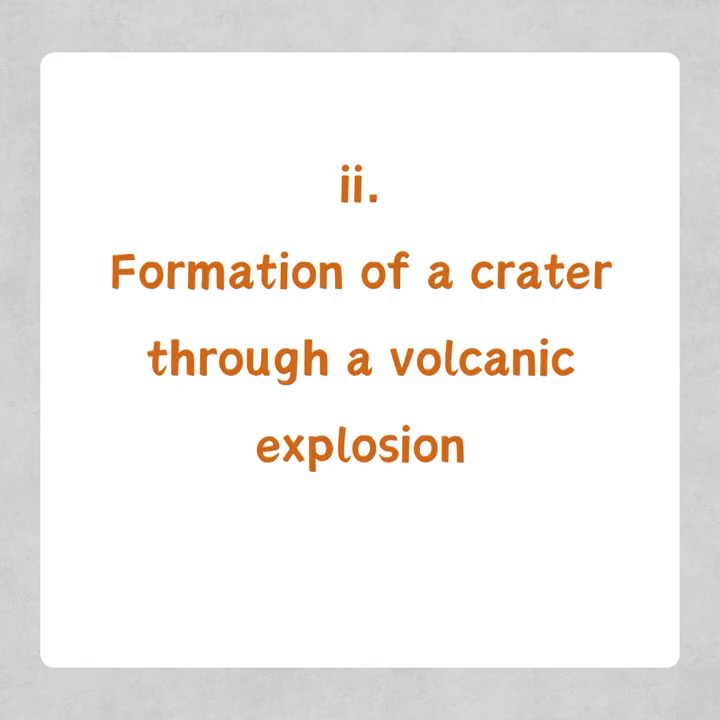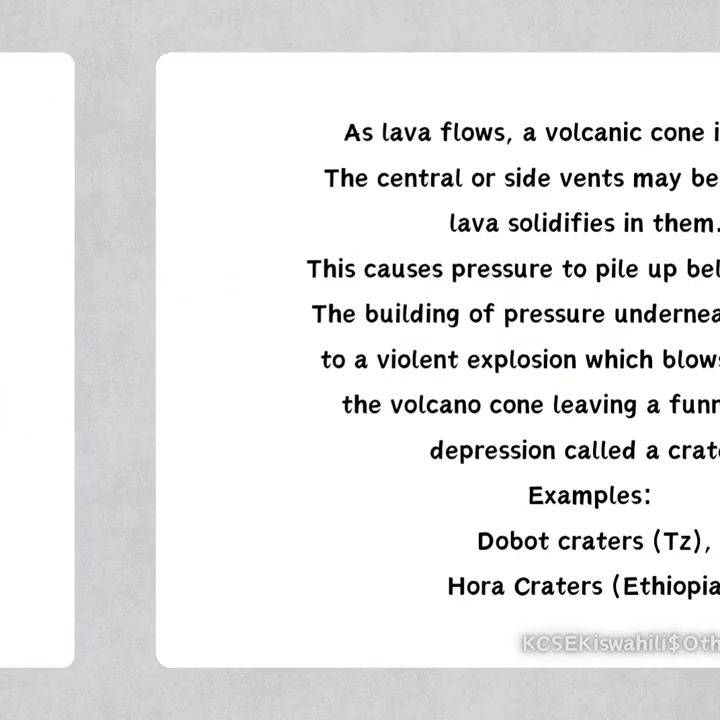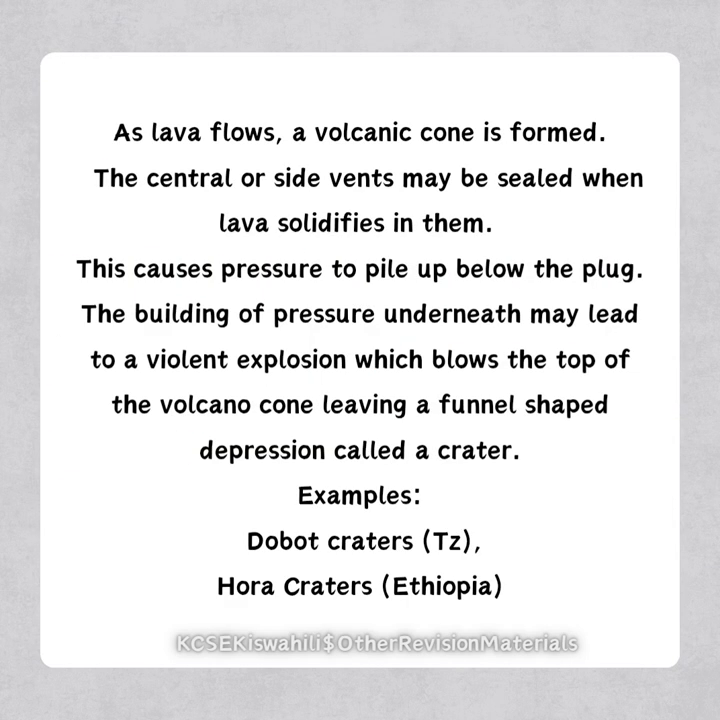Formation of a crater through a volcanic explosion. As lava flows, a volcanic cone is formed. The central or side vents may be sealed when lava solidifies in them. This causes pressure to pile up below the plug. The building of pressure underneath may lead to a violent explosion which blows the top of the volcano cone, leaving a funnel-shaped depression called a crater. Examples of craters formed through explosion include Dobet craters in Tanzania and Ora crater in Ethiopia.